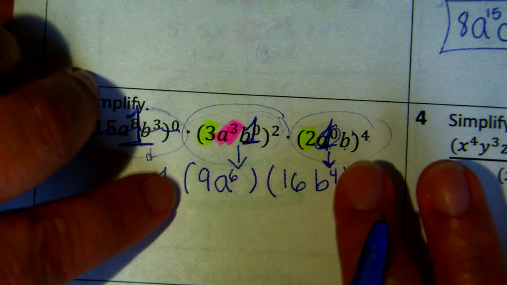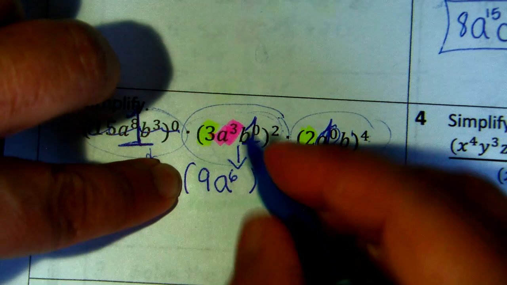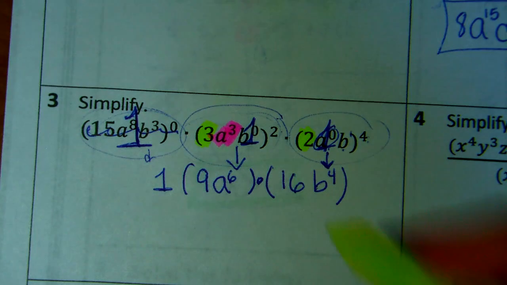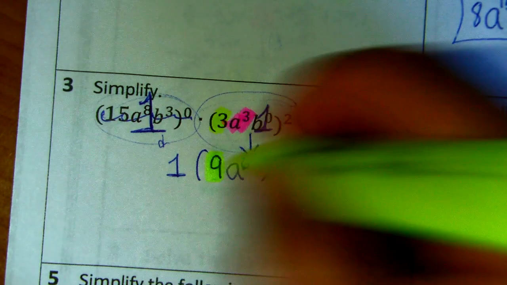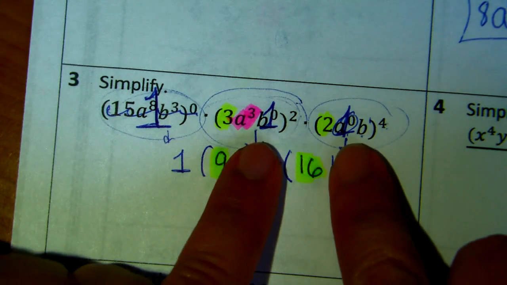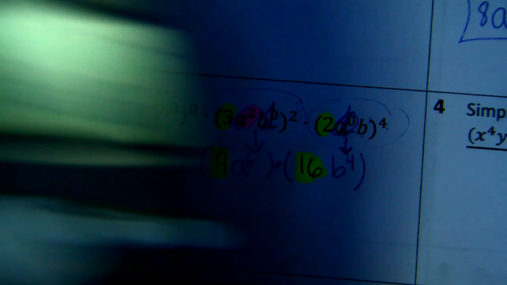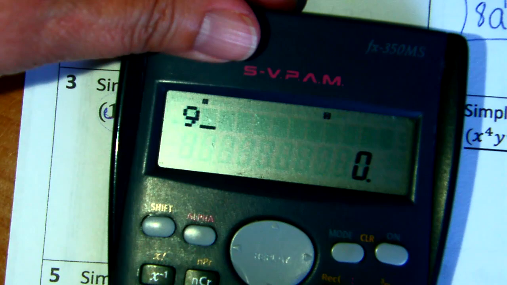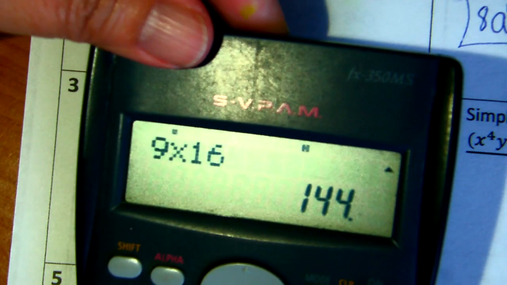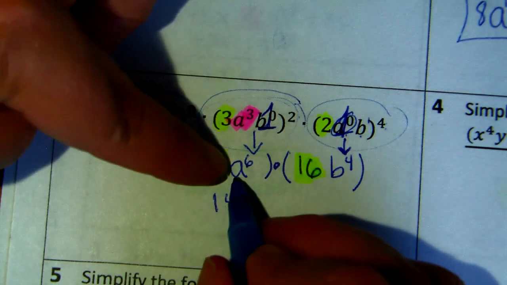Alright? So now we're left with these two right here. So now let's multiply them. We have a multiplication right here. So look what happens with the two coefficients. I'm going to multiply them because what if the letters were not there? This is a multiplication. So 9 times 16 gives us 144. So you have 144. And then the a.